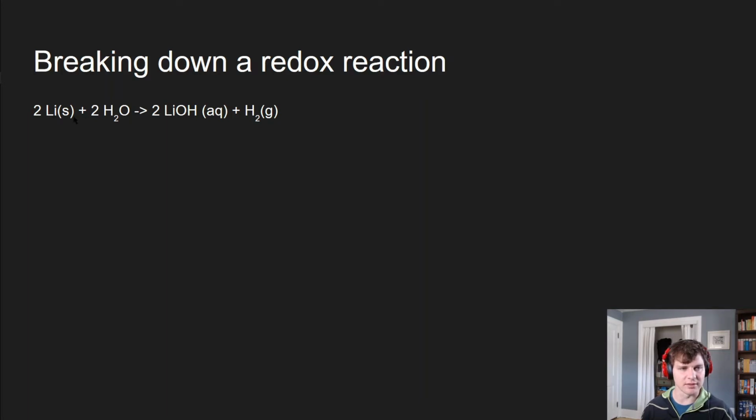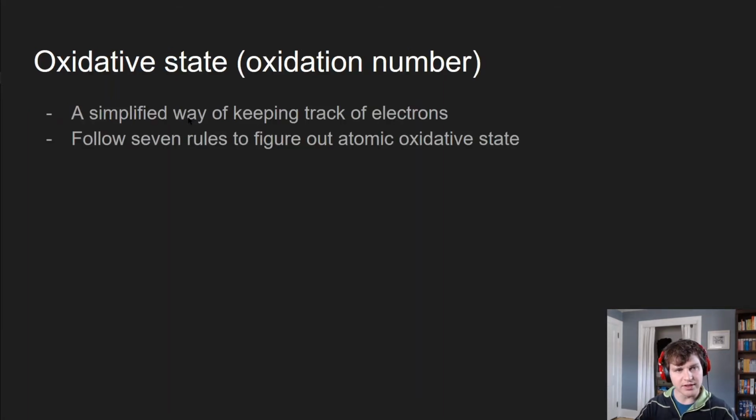So this is just a lithium breakdown. That explosion video, lithium does the same thing, but not quite as violently as rubidium. So with lithium, we'll figure out how to break down who gets the electrons in this reaction. To do that, we need to review this idea of oxidative state or oxidation number, which is a simplified way of keeping track of electrons. And then you can follow 8 rules to figure out the atomic oxidative state of compounds or elements.